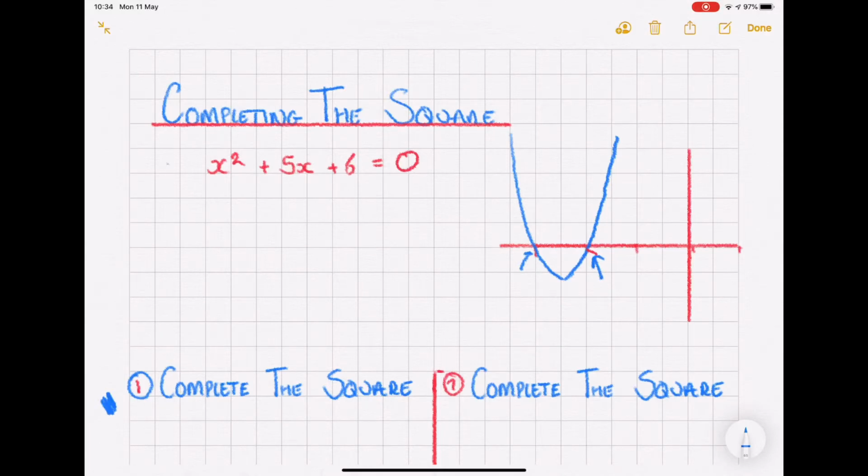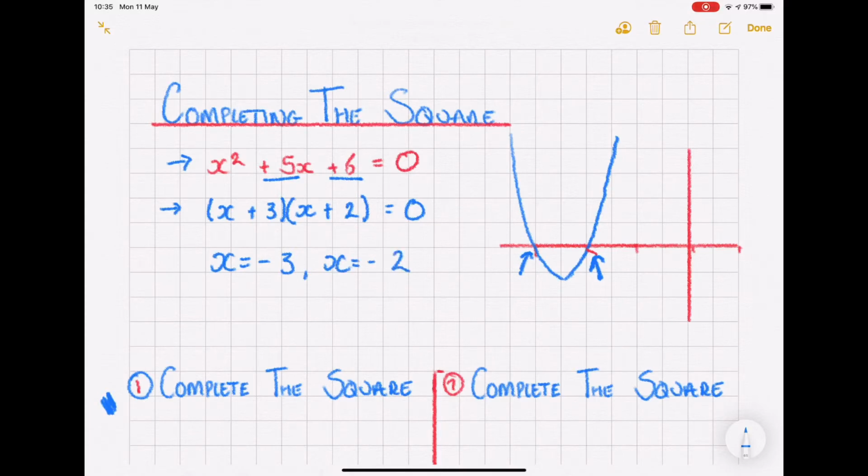If we were given this equation here, and we wanted to find these roots down here, the way we'd go about it is we'd factorise this equation, set it equal to 0, have our x, and find two numbers that multiply to make positive 6 and add to make positive 5. So we'd end up with positive 2 and positive 3. Then we'd solve this equation to find our roots, and our roots would be x equals minus 3 and x equals minus 2. That means it would cross here at minus 3 and cross here at minus 2.